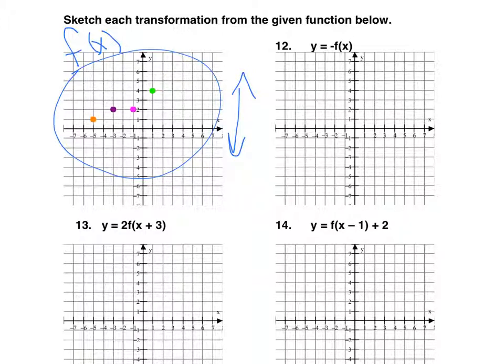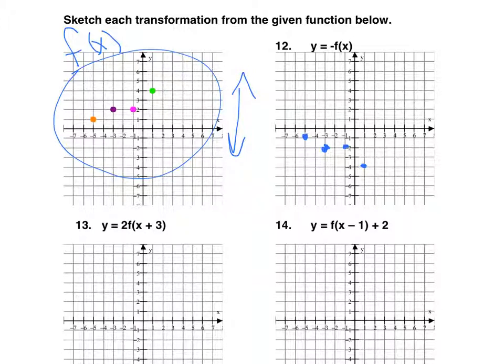So at an x value of -5, we were at 1. Now we're going to be at -1. And at -3, we were at 2, but now we're going to be at -2. And then at -1, also at -2. And then at 1, instead of up at 4, we're going to be down at -4. So if we look at what happened here, we just flipped the function about the x-axis, and we have the mirror image below.